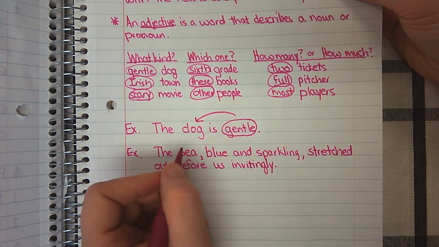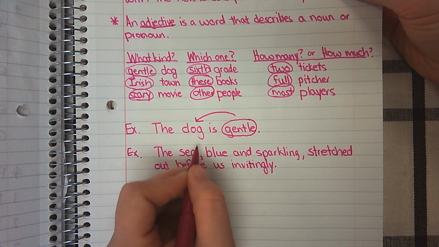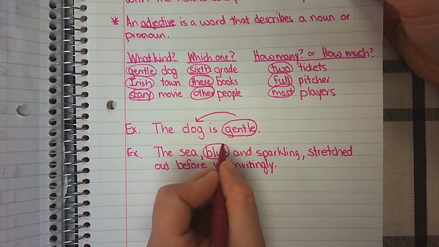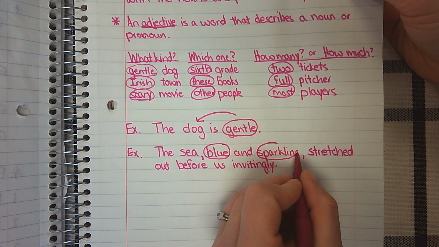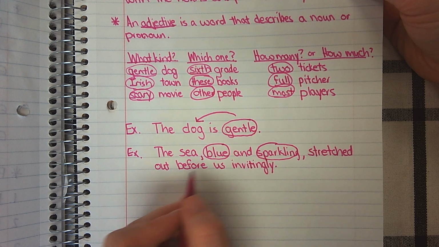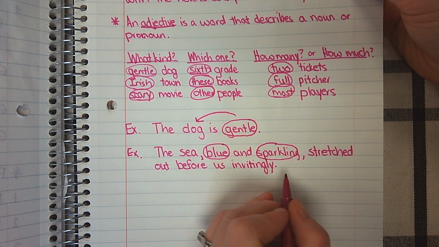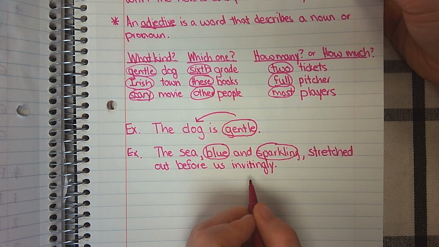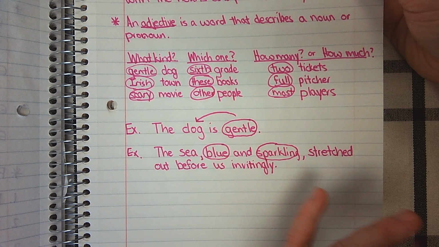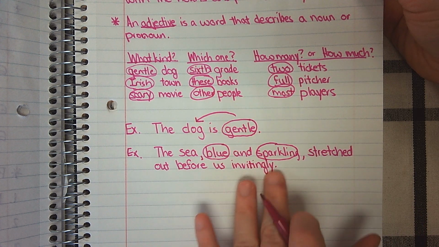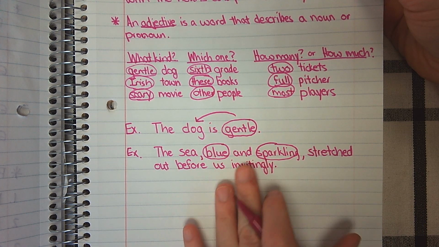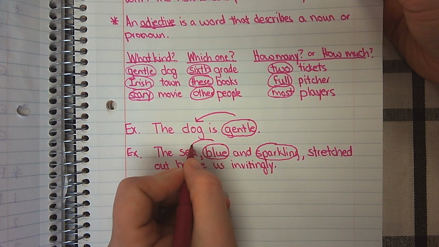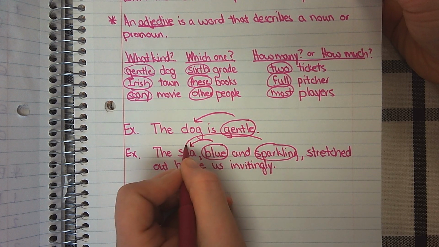Okay, the noun that we're looking at is sea. And what words are being used to describe the sea? The sea, blue and sparkling, so it's giving us two adjectives, stretched out before us invitingly. So invitingly looks like it might be an adjective because it's saying that the sea looks invitingly, but it's actually stretched out. This is going to be an adverb, which we'll talk about later. It's describing how the sea stretched out. So blue describes sea, and so does sparkling.